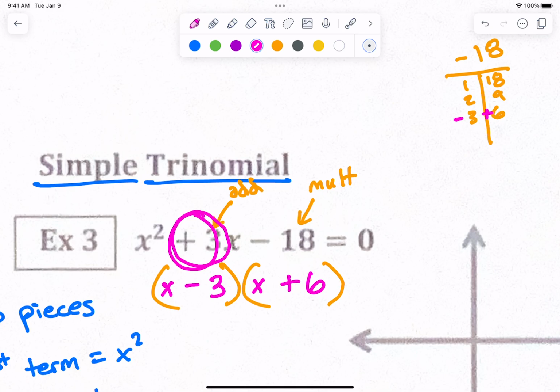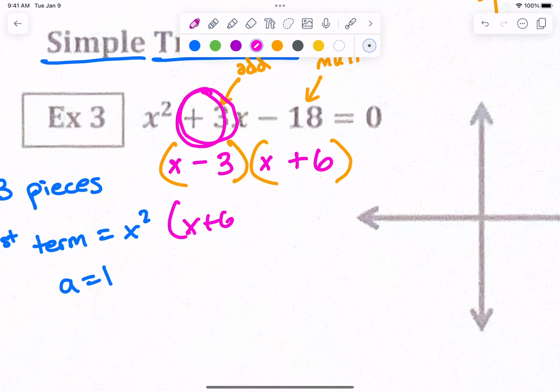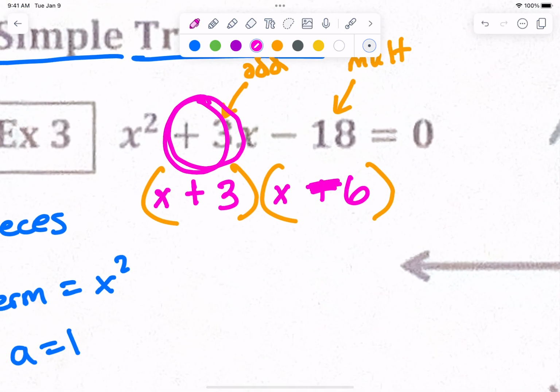Yes, sir. Does it matter which? Could you write it as x plus 6 and then x minus 3? No, it does not matter. What does matter, Jace, is you want to make sure that you don't put plus 3 and then minus 6, because plus 3 and minus 6 will make this a negative 3. Does that make sense? So that's what you want to avoid doing, okay?